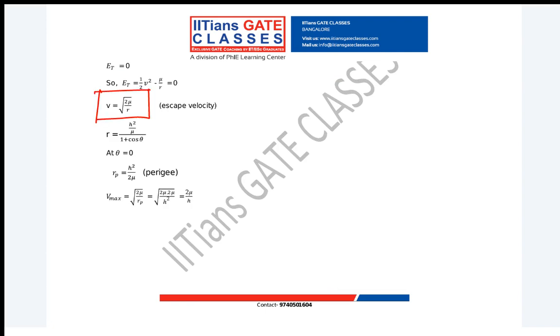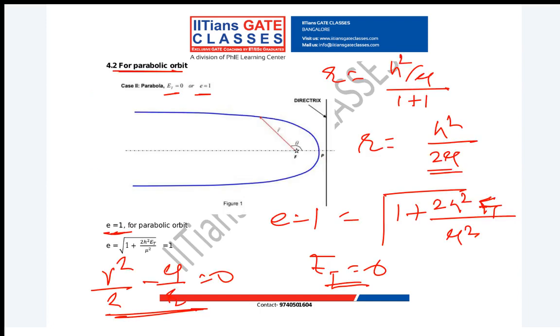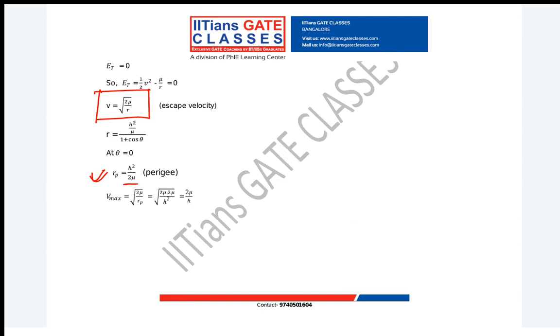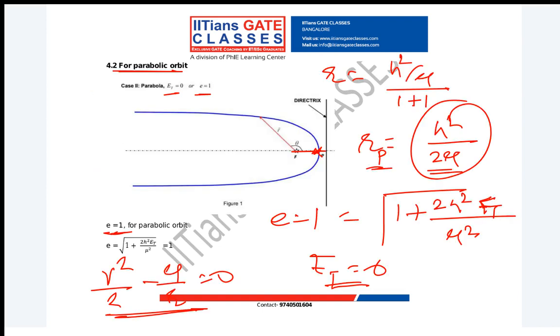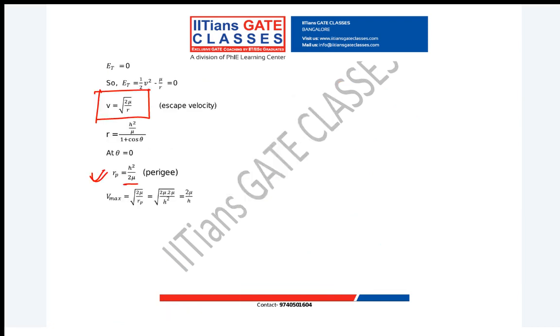And we know this perigee distance RP, which I have found here, means when theta is zero, this is the perigee distance, given by H square upon 2 mu. What is the velocity? Velocity will be maximum at perigee. So under root 2 mu upon RP is the perigee velocity, and it is again given by 2 mu by H.